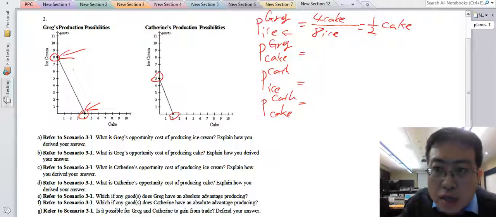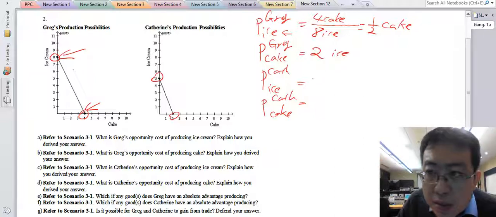Once you find the opportunity cost of ice cream for Greg, the opportunity cost of cake for Greg is just the reciprocal. So take this number, flip it over, and that's the answer. So there will be 2 ice cream.